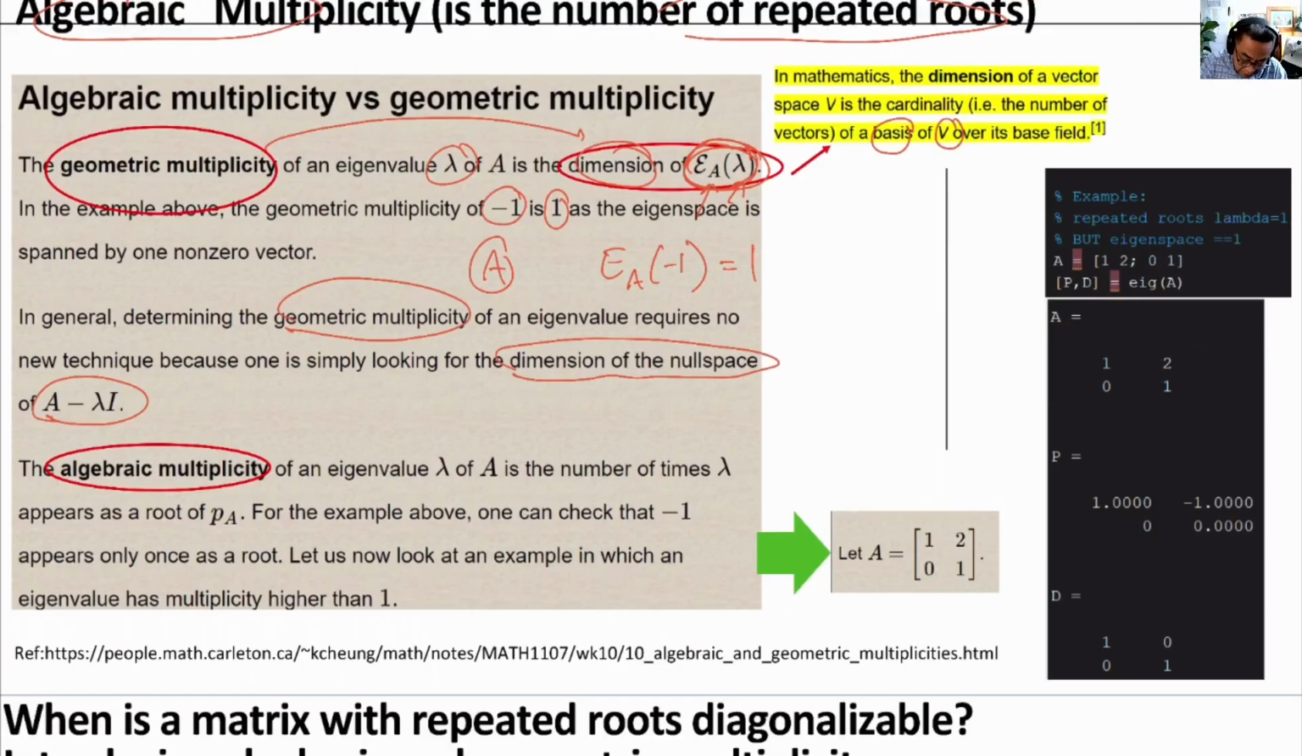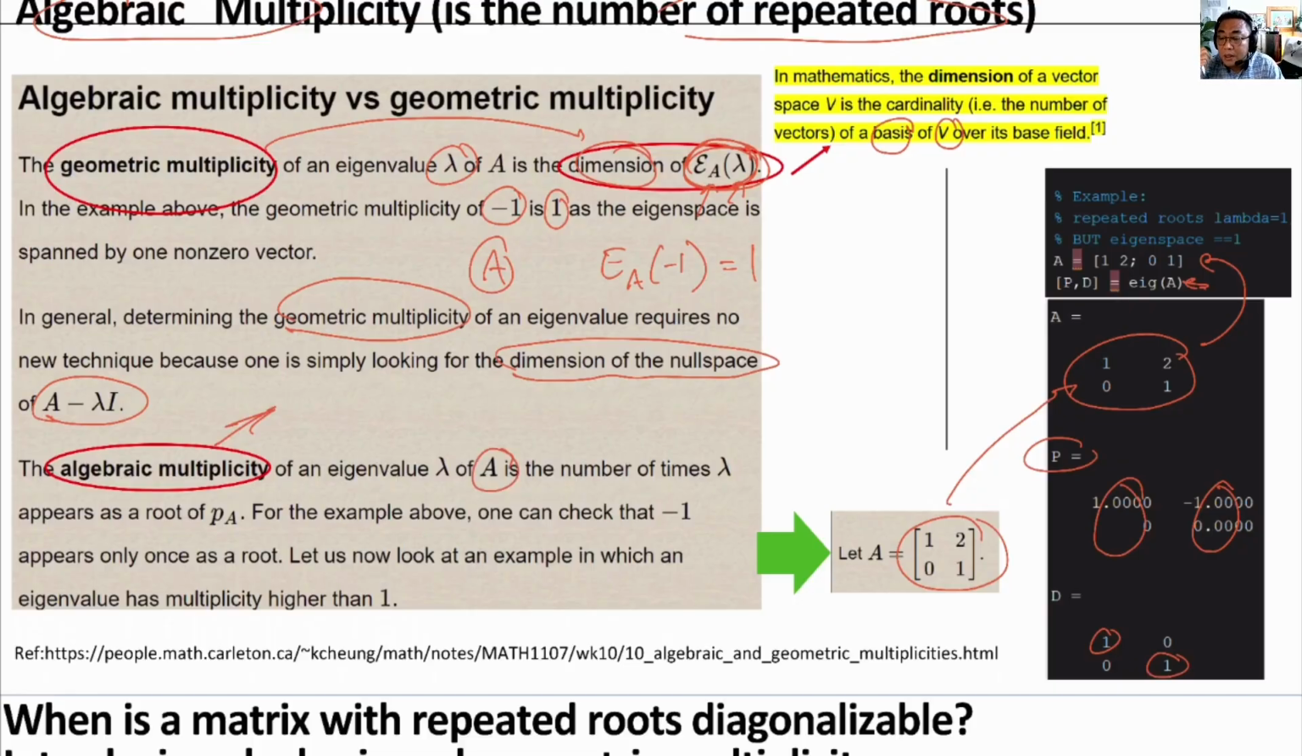Now let's have another example. This example has A equal to [1, 2; 0, 1]. We plug A into eig again. We get P, the first eigenvector, the second eigenvector, and we have 1, 1 as the eigenvalues. So 1 is repeated 2 times. The algebraic multiplicity of lambda equals 1 is 2, because the eigenvalue is repeated twice. So the algebraic multiplicity is higher than 1.